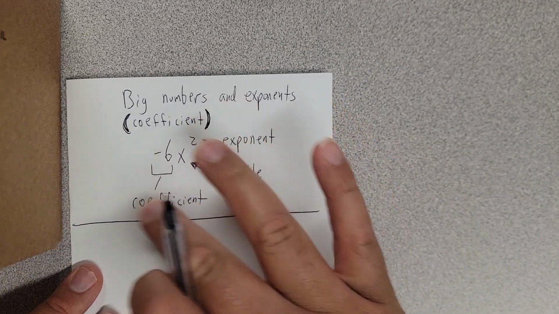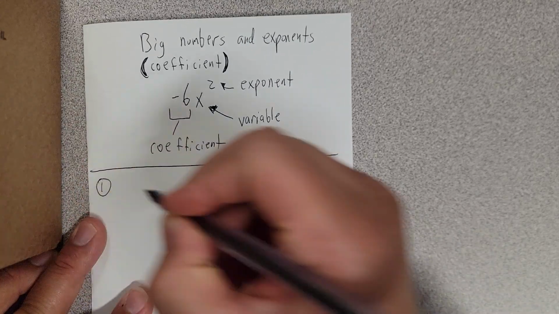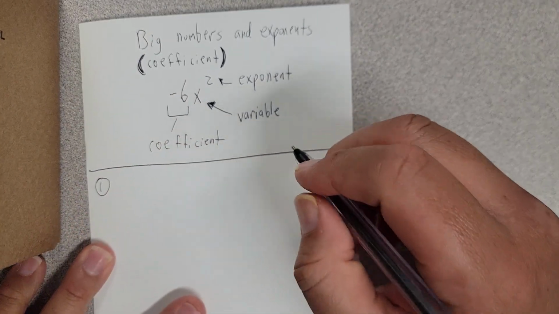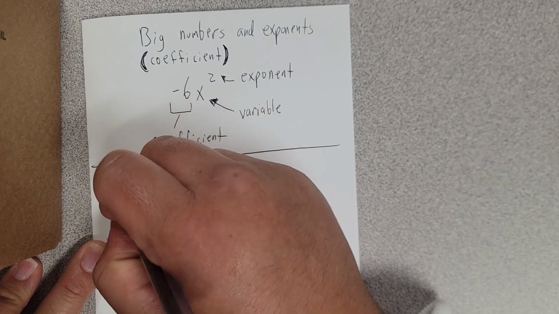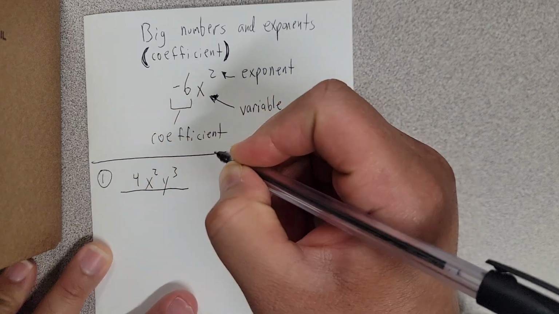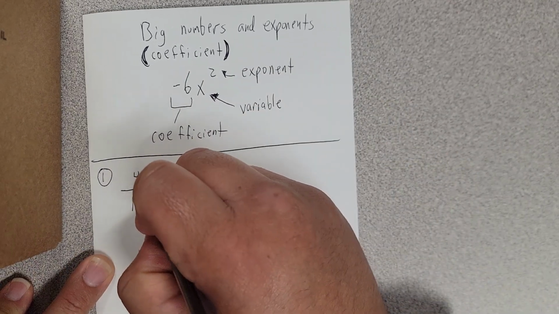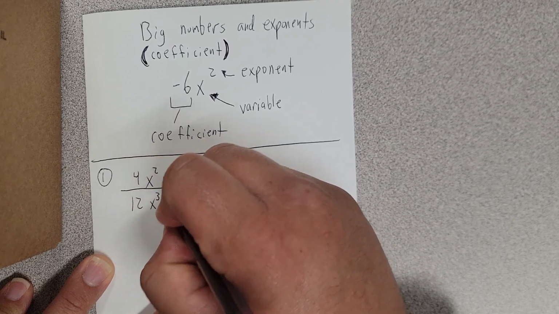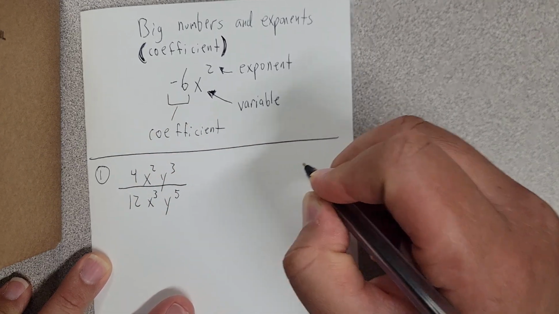Okay, so just know that that's the difference. So let's do some problems. If I do something like 4x squared y to the third, on the bottom let's put 12x to the third y to the fifth.